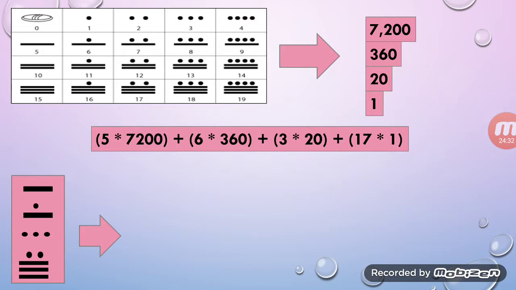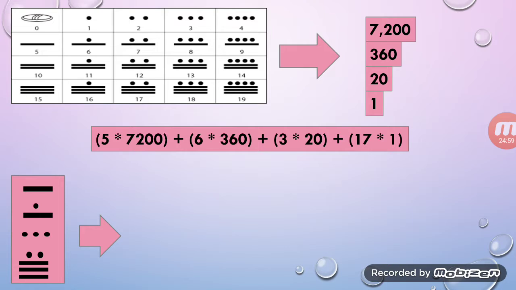Now if you're paying attention to the graph, you can see the lone slash represents the number 5. So 5, being the first number we're going to see, is going to be multiplied by the first place value number, in this case 7,200, whichever you prefer. The second item, the dot and slash, is going to represent the number 6. And so 6 will be multiplied by the second place value number, 360.